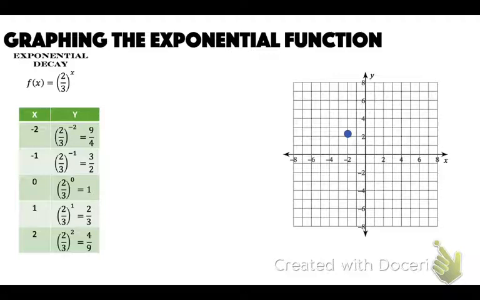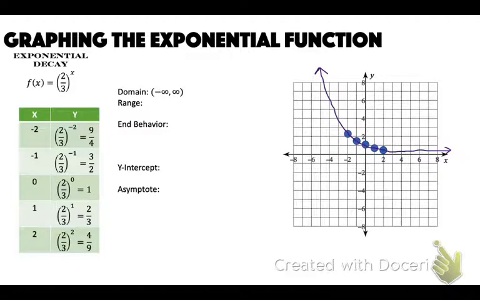So -2, 9/4, that's like 2 1/4. -1, 3/2 right there. 0, 1; 1, 2/3; and 2, 4/9. And there's that one. We can see that this is a decay because we start really high, but as it gets towards the right, we get really close to 0. So our domain here is -infinity to infinity. Range is 0 to infinity. And behavior: as x goes to -infinity, f of x goes to infinity. As x goes to infinity, f of x goes to 0. Our y-intercept is still (0, 1), and our asymptote is y equals 0.